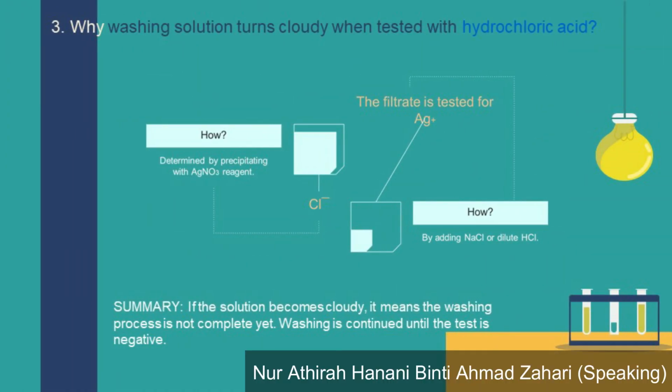Thirdly, why does the washing solution turn cloudy when tested with hydrochloric acid? The chloride with negative charge is determined by precipitating with silver nitrate reagent. The filtrate is tested for silver, with positive charge, only. How is it tested? By adding sodium chloride or dilute hydrochloric acid. So, in summary, if the solution becomes cloudy, it means the washing process is not complete yet. Washing is continued until the test is negative.